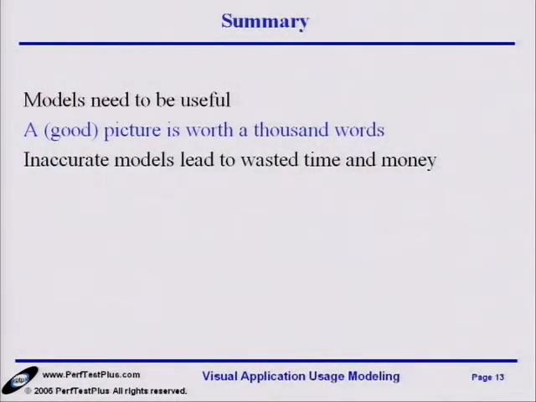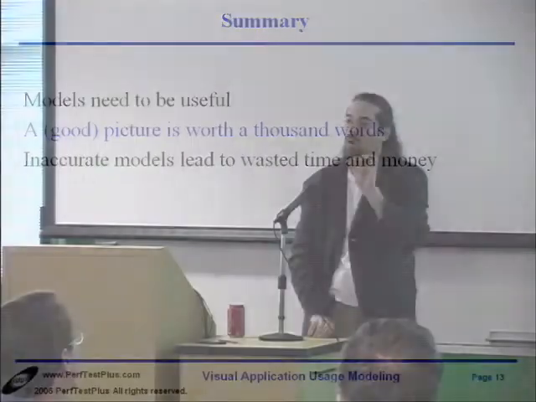So basically what the experts are telling us about models is they need to be useful. A good picture, as opposed to a misleading picture, is worth probably a whole lot more than 1,000 words. But that's the cliche. Inaccurate models lead to wasted time and worse, poor decisions. And that's the number one thing I see regularly as a performance tester. We test based on some model, we get results based on some model, we make decisions based on some model, and then it goes into production. And the results from the model have no relationship to reality. So what did we spend all our time doing?